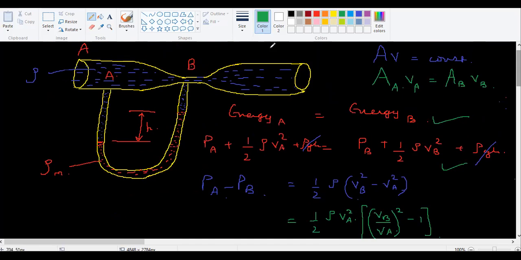So this equipment is what is called Venturimeter. Meter refers to measurement. Venturi refers to shapes like this. It comes down like this and then goes back. So anything which is of this shape is called Venturi.